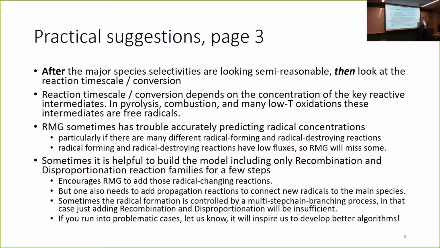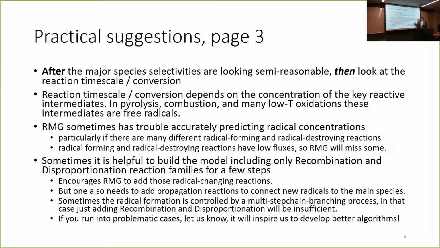Now, you can try a lot of tricks, but I would say we have not yet hit upon the brilliant trick that works all the time for this problem. One trick is you can try to just turn off the families except for the ones that change the number of radicals. For example, recombination, disproportionation, they change the number of radicals. If you run the model and do that, you only allow it to add reactions of this type, and maybe with any luck, you'll get some of them that have high enough fluxes and they'll show in the model, and maybe it'll work out to get it balanced out right.